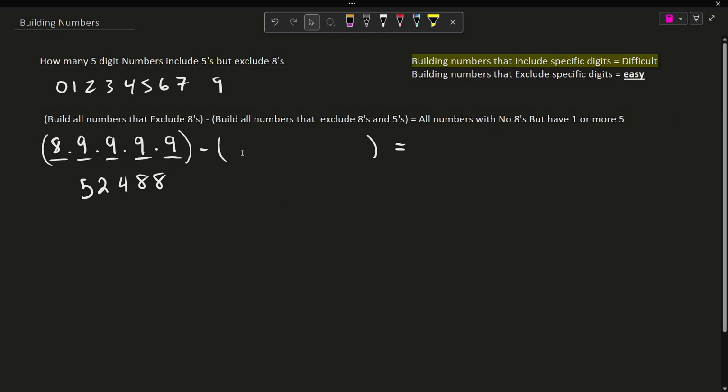So how do I build all numbers? What I'm doing right now is trying to build all numbers that exclude 8's and 5's. Okay, so let's build them. That's going to be a 7 for the first, because I remember I again have 5 events. And how many options do I have for the first number? Well, I can't have a 0. I can't have a 5, and I can't have an 8, because remember, I'm building all 5-digit numbers that don't have an 8 or a 5.